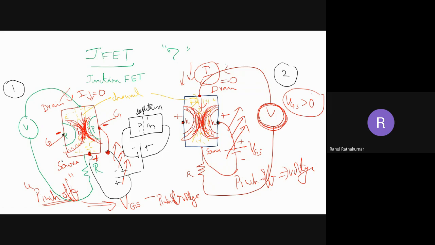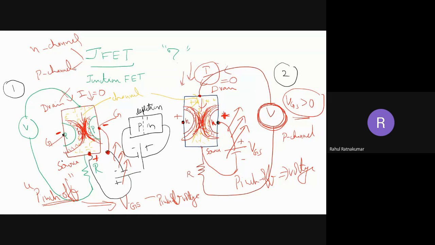Here VGS is greater than zero, because the gate voltage I'm giving is plus, since N is here. I have to give a reverse bias in N, so I have to give a plus. So VGS is greater than zero for the P channel JFET. So we have seen two types of JFET: one is the N channel JFET, and the other is the P channel JFET.